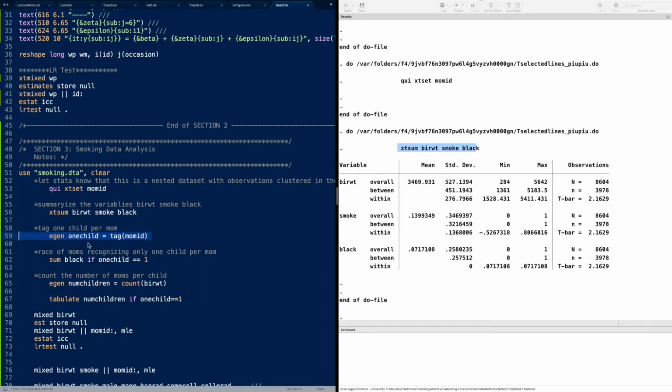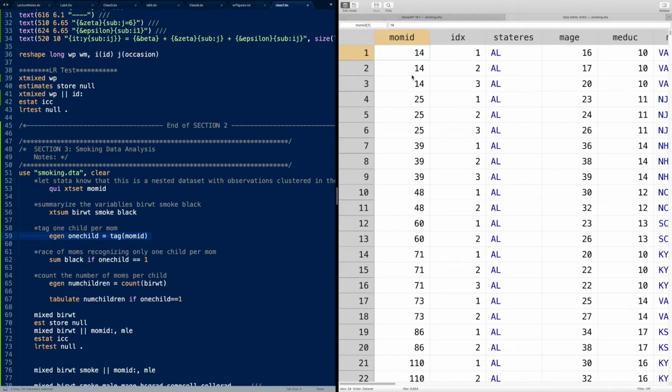Now remember, the mothers are stacked on top of each other. Births within mother are stacked on top of each other, and mothers are also stacked on top of each other here too. And you can see that in the data. When you go to the data, we have mother 14 has 3 births here. Mother 25 has 3 births.